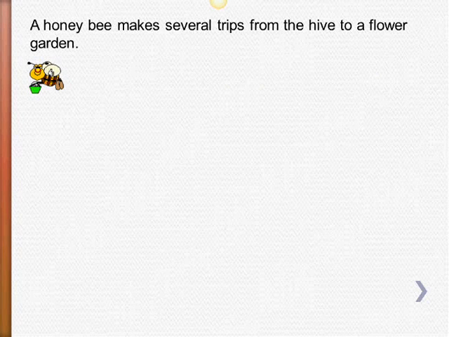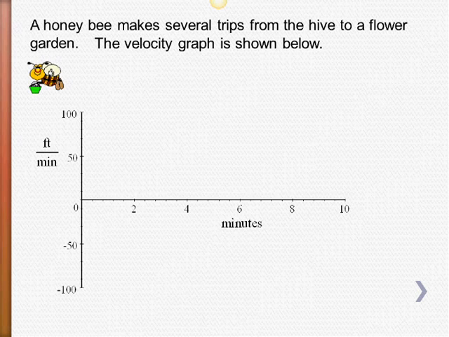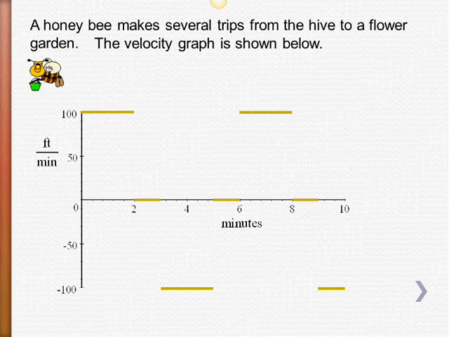Isn't he cute? Look at him waving at us. The velocity graph is shown below. So take a second just to interpret that and understand what that's saying. This is his velocity, so he's going 100 feet per minute over 0 to 2, and then he's at 0. And then he's going negative 100 feet per minute over 2 to 4, and then he's at 0. So you can see where he's stopping and starting and when he is going to the hive and from the hive.